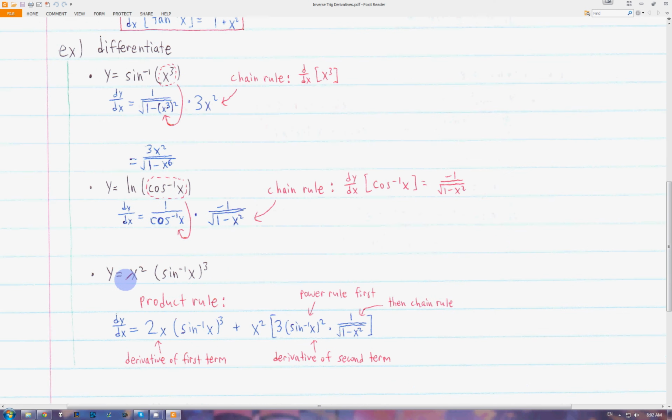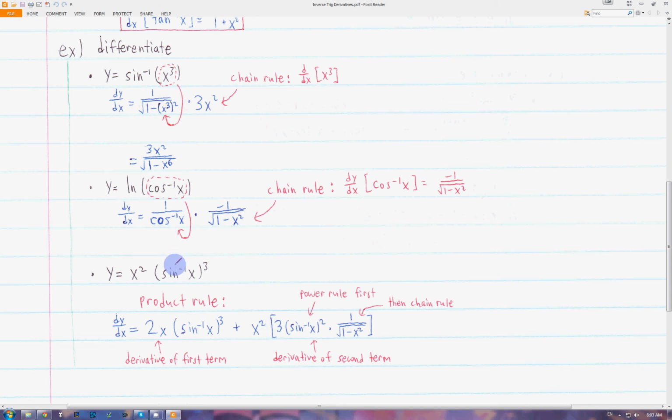And so our last example is y equals x squared times arcsine cubed. So to do this one, we have to use the product rule, since we have two things being multiplied, x squared and then arcsine cubed. So first I like to differentiate the first term and then leave the second term. So we have 2x times arcsine x cubed, and then plus we leave the first term alone, x squared, and differentiate the second term.